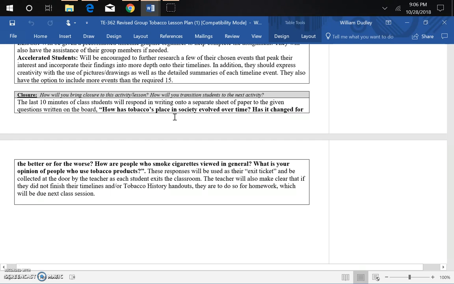based on the discussion, based on their work on the timeline, what to think about these questions, and to just do a reflection, a quick write. It's an informal assessment. And then the rest of the timeline will be as homework.